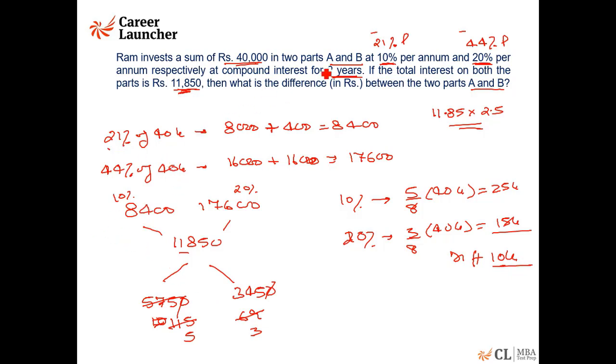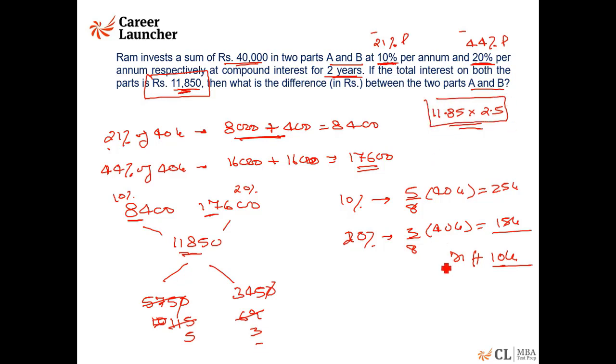All I have said is, if the entire amount was deposited at 10% per annum, this is the amount you would have received. Had it deposited the entire amount at 20% per annum, you would have received 17,600. The amount you have received actually is 11,850. So this can be solved through allegation. 8,400 and 17,600, the weighted average is going to be 11,850. You have got the weights as 5 is to 3. Okay. The same thing you could have done out here.